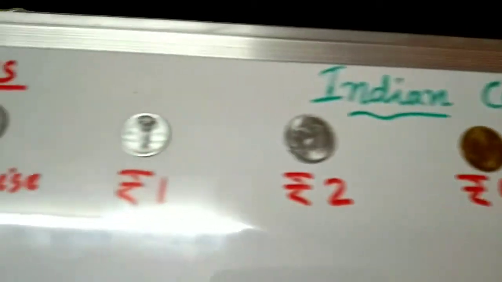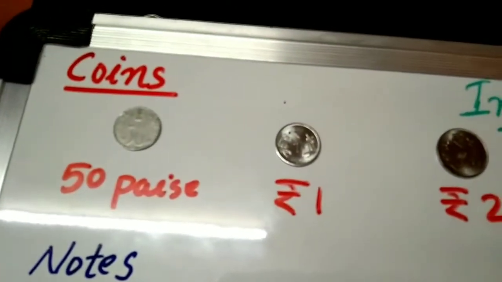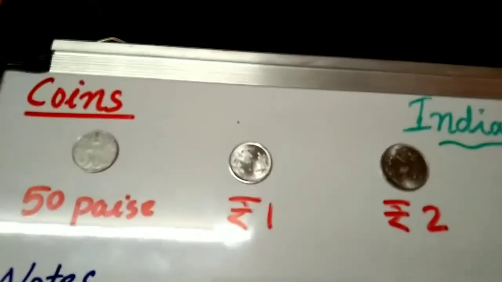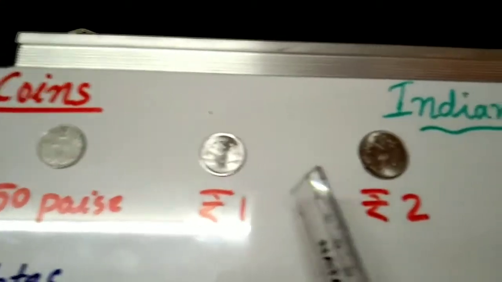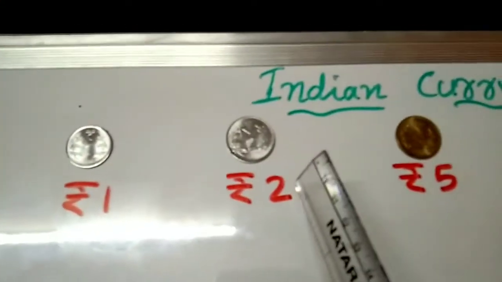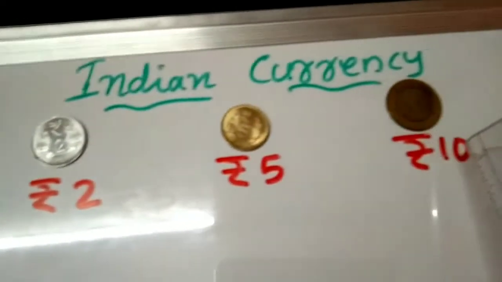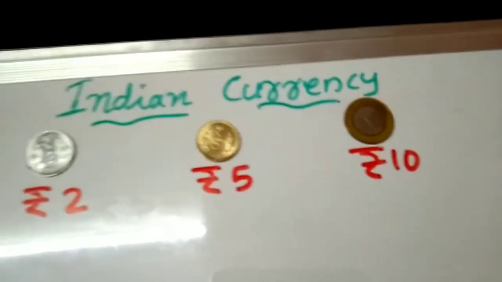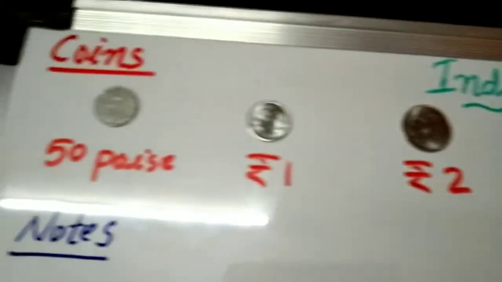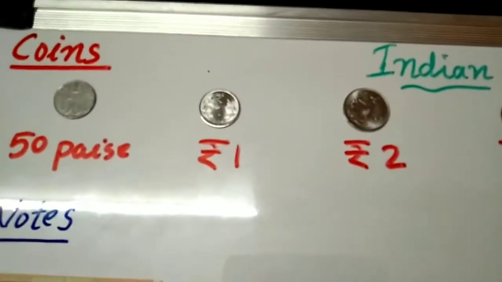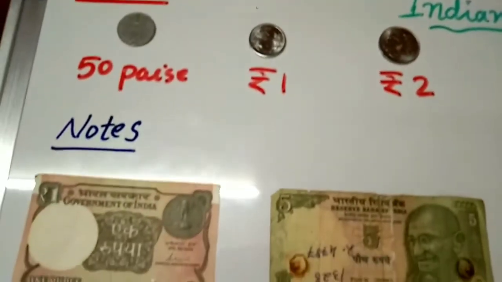These are the coins in India. 50 paise, 1 rupee, 2 rupee, 5 rupee and 10 rupee. These are the coins in India. Then which are the notes in India?